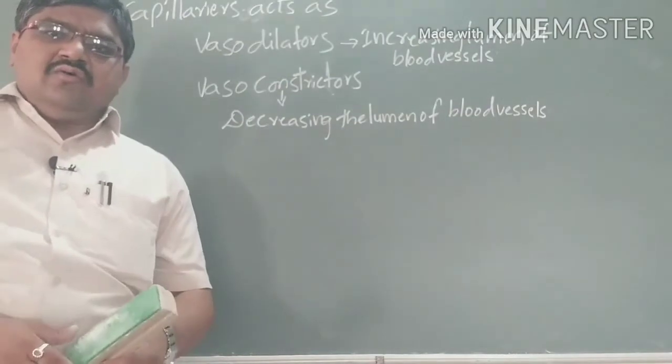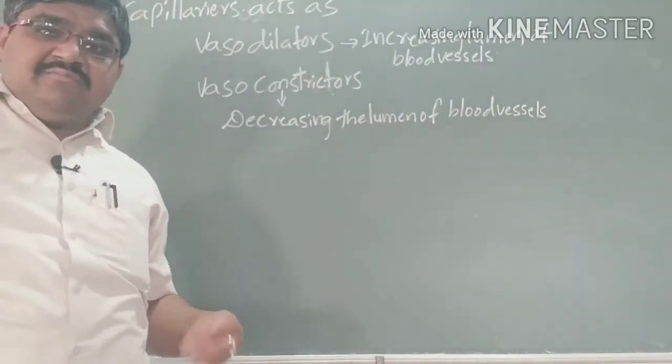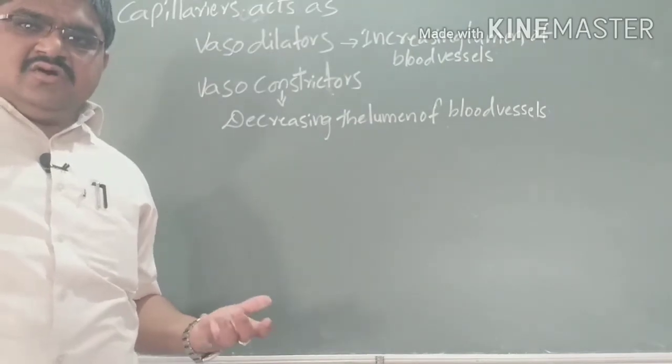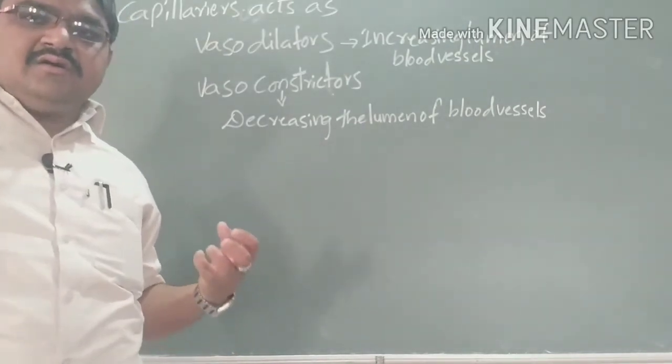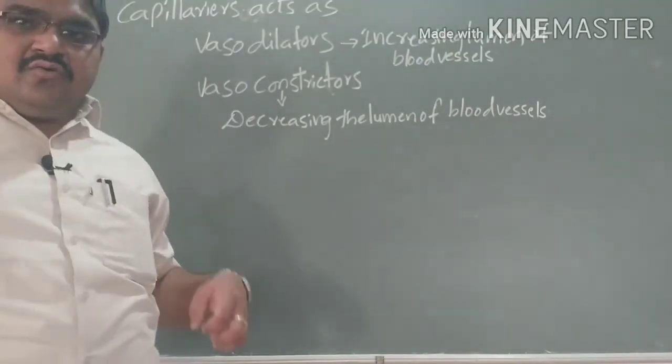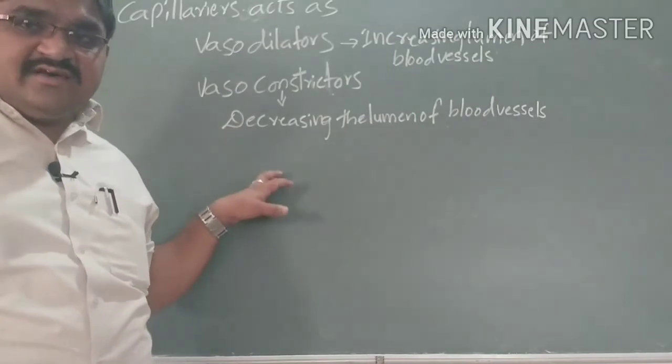We can see the best example when you are going into bright, hot sunlight: the blood vessels increase. When you come to a cool place, constriction of the blood vessels takes place.